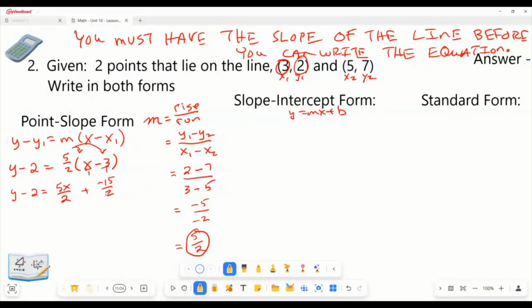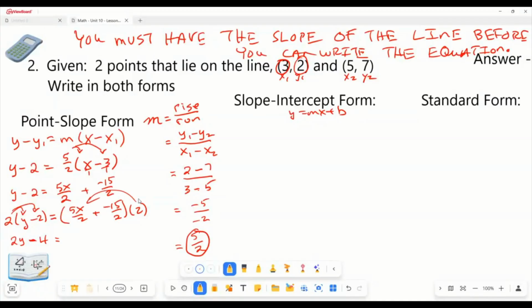Now I can get rid of these fractions. Both have a denominator of 2, so I'm going to multiply this side by 2, and I'm going to multiply this side by 2. Over here, distributive property. 2 times y is 2y. 2 times -2 is -4.